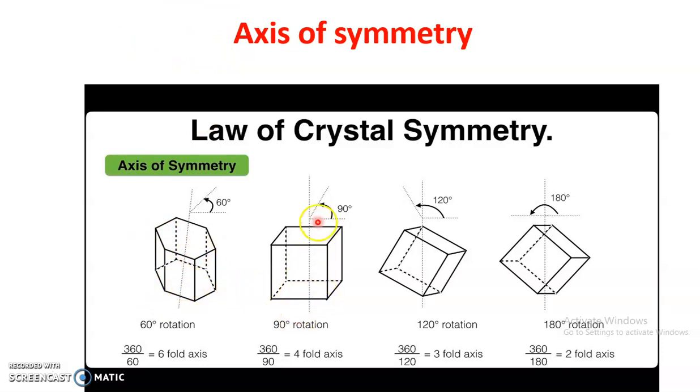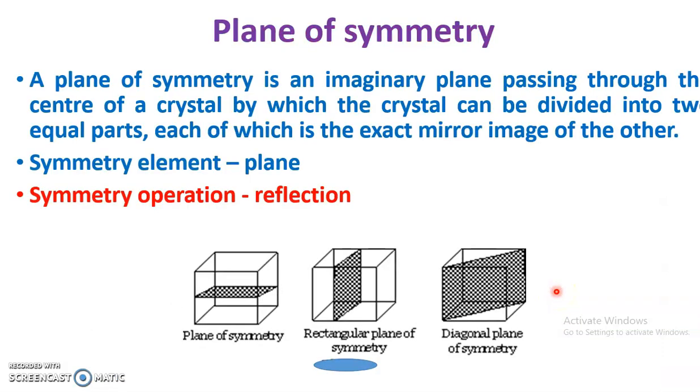Then this is a fourfold axis of symmetry, 360 divided by 90, fourfold axis. Then this is a threefold axis, a 120 degree rotation gives the same appearance. This is a twofold axis, a 180 degree rotation gives the same appearance.